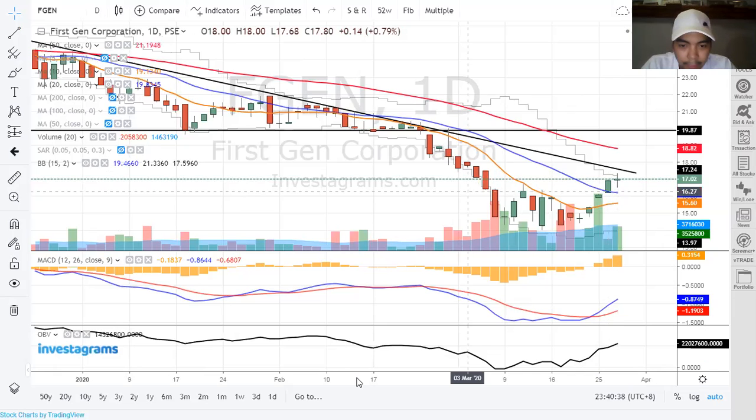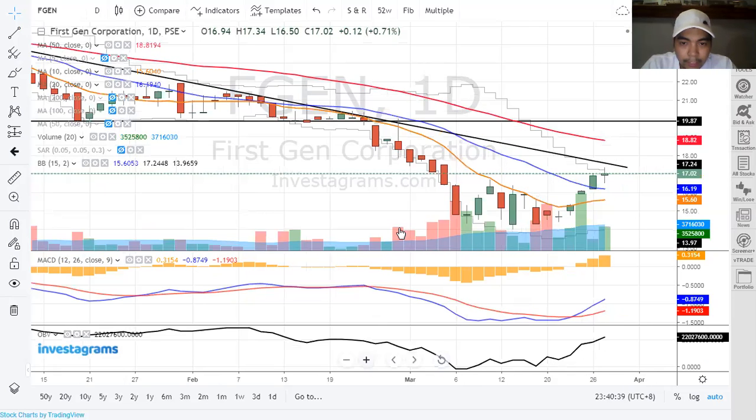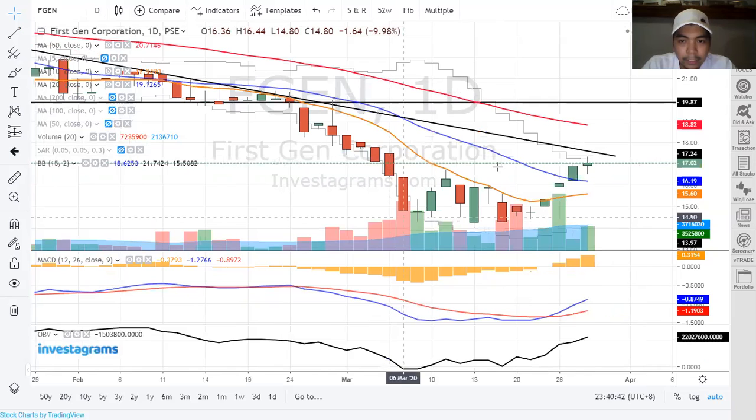As you can see here, the candlestick here, the candlestick here. So may trend siya na parang pag ganyan. So let's see if the price will hold at the resistance line or at the Bollinger Band line. But on the MACD and the OBV, it's all above or going up.